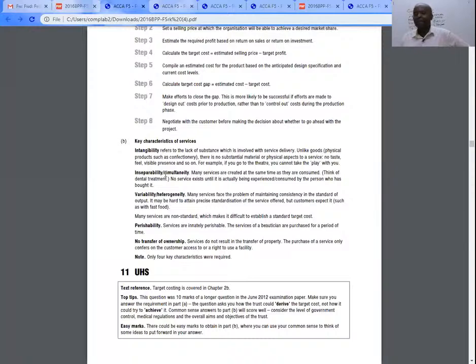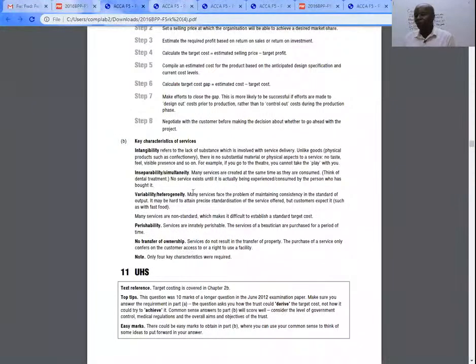Inseparability, simultaneity, it happens there and then. You'll be consuming this service automatically. You consume it as it is coming. Like now here, when I'm teaching you, you're told many services are created at the same time as they are consumed. Think of dental treatment. No service exists until it is actually being experienced, consumed by the person who has bought it. So it is inseparability, simultaneity.